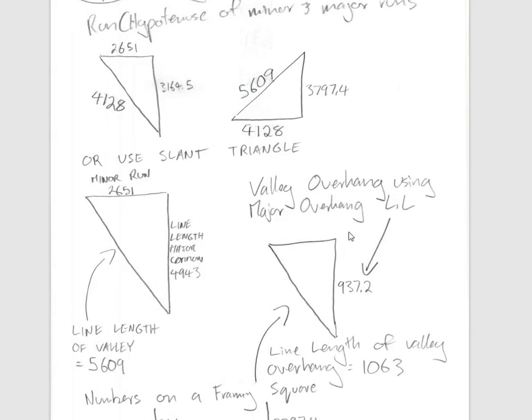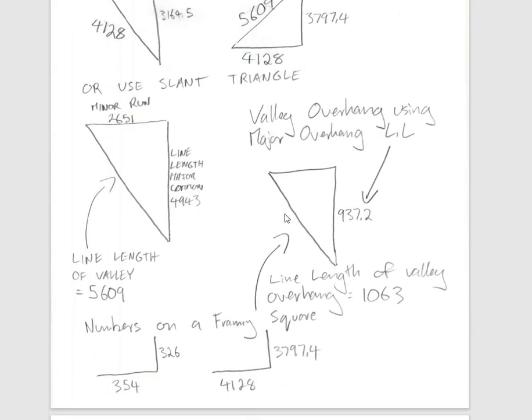I was just looking ahead to the valley overhang, so we can do the same for the overhang based on the overhang we calculated for the major. And if we proportion the overhang off against this triangle here, we can find the actual length of the overhang for the valley is 1063. And now we can calculate the numbers on the framing square.